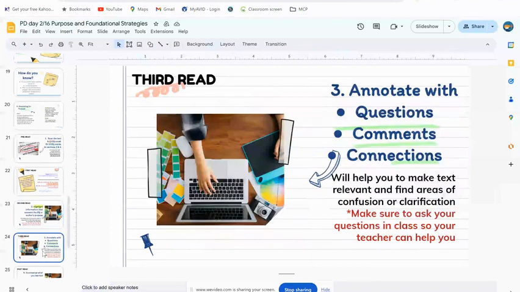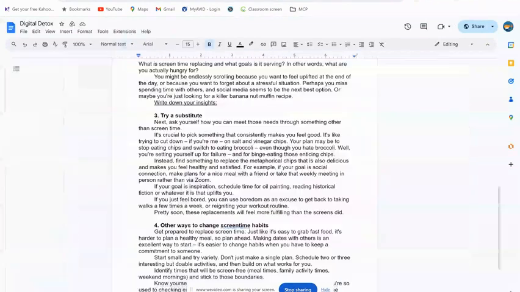All right, your third read. This is literally the third time you've read the text, okay? You are going to annotate with questions, comments, and connections. That means as you go through your text, as you go through the parts you highlighted, so let's pretend you highlighted this section right here.